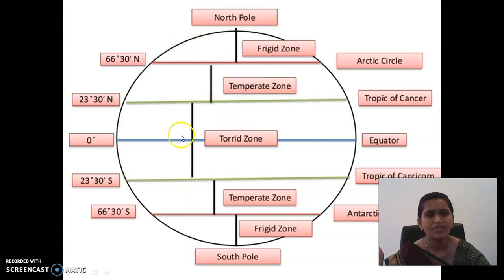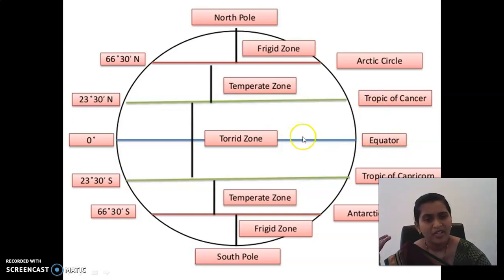In this picture we can see the temperature zones of earth. How will we say? For example, already we learnt about longitudes. 0 degree longitude we'll call the prime meridian. Same way, here we are seeing the latitudes. That is, the lines are parallel to each other. So here 0 degree latitude we'll call the equator. Guys, remember, 0 degree latitude we'll call the equator. But 0 degree longitude we'll call the prime meridian.